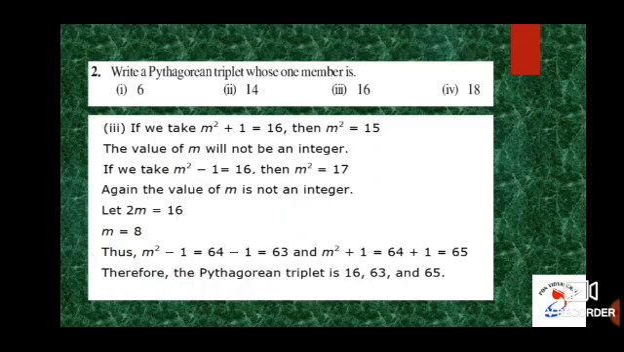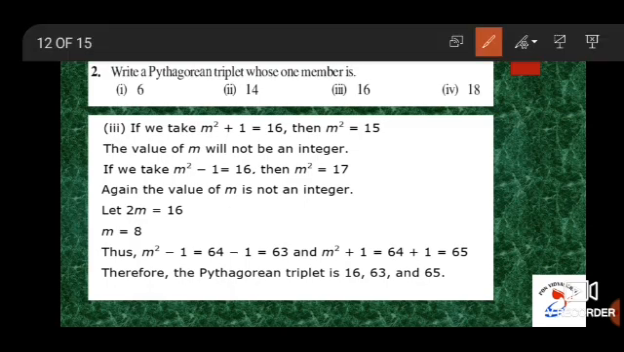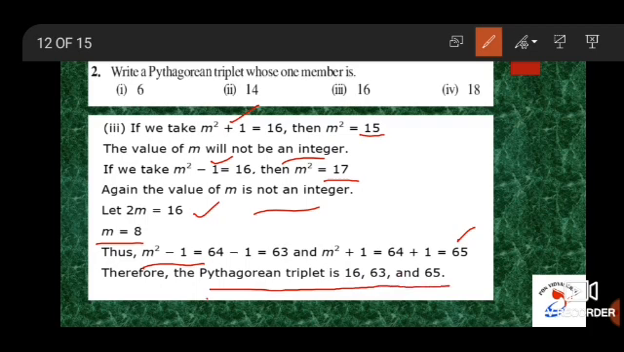In the same way, for subdivision 3, when you take m square plus 1 and m square minus 1, you will get the values as 15 and 17. Both will not be integers. So let us consider 2m to be 16. On solving this, m is 8. So m square minus 1, that is 64 minus 1, that is 63, and m square plus 1, that is 64 plus 1, that is 65. So the Pythagorean triplet is 16, 63 and 65.